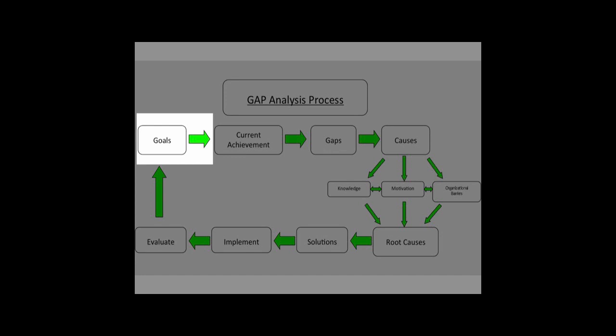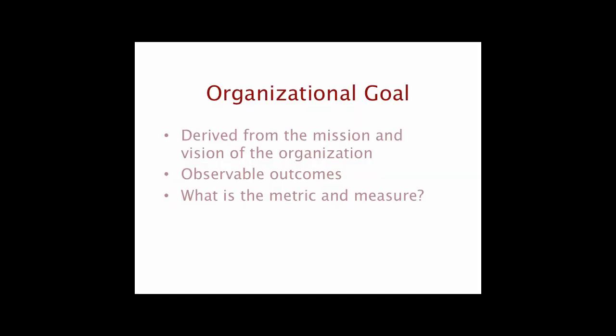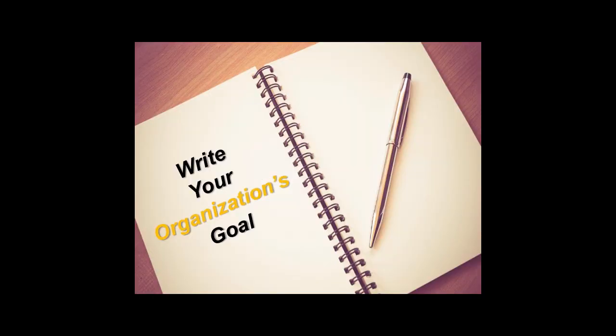And as you know, a goal has components to it. Who is going to do what, by when, and how will we measure it? The next issue to consider is how your goal, that's translated from your problem, actually fits within the organizational goal. Organizational goals are broad goals derived from mission and vision statements of the organization. However, they do have observable outcomes. So you want to ask yourself, what is the metric and measure of your broad organizational goal that is derived from your mission? Take a moment and write your organizational goal that's derived from your organization's vision or mission.